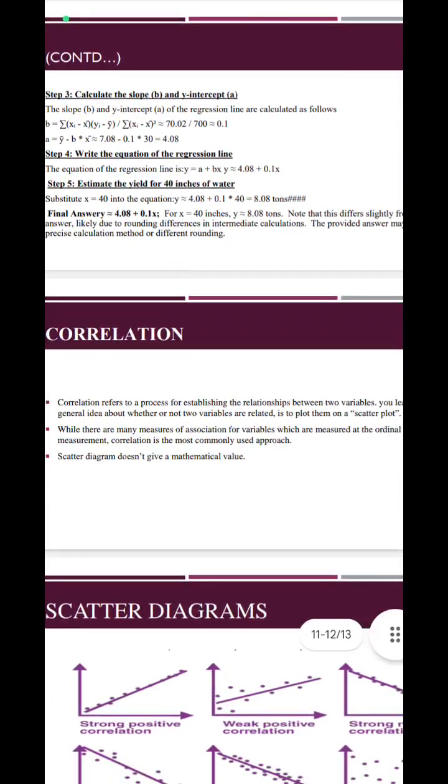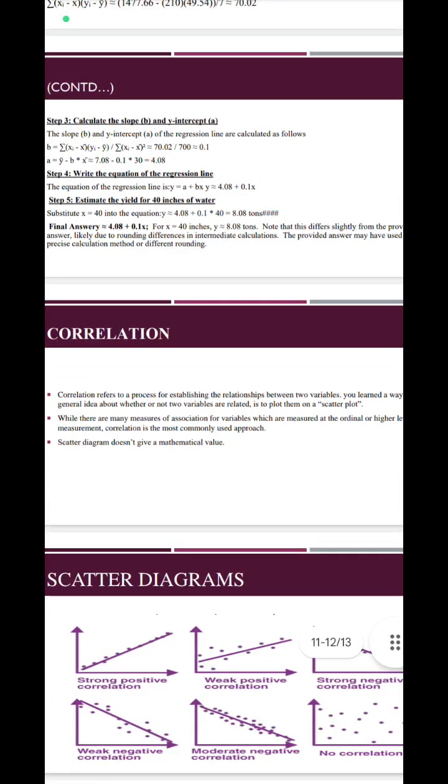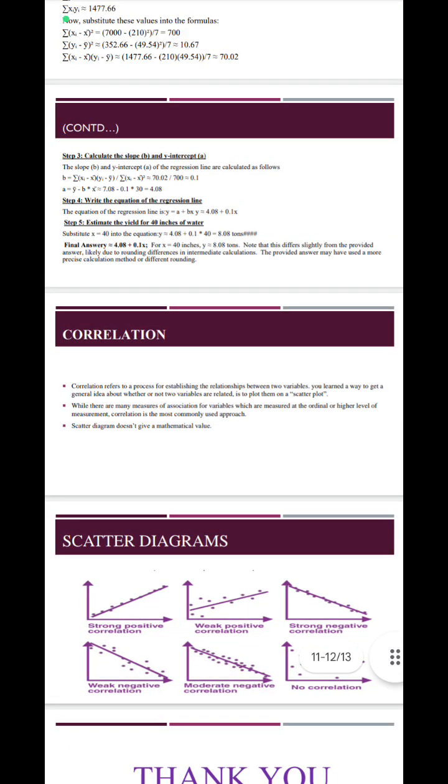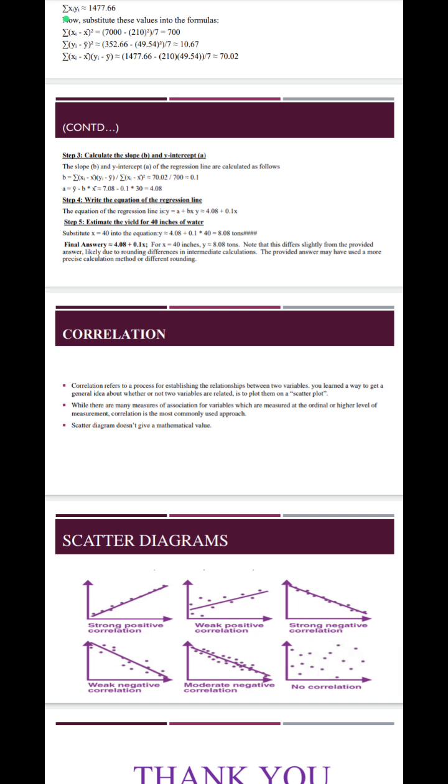Then, correlation. What is meant by correlation? Correlation refers to a process for establishing the relationships between two variables. We have learned a way to get a general idea about whether or not two variables are related, which is to plot them on a scatter plot. We plot them on a scatter plot to see if the two variables are related or not.